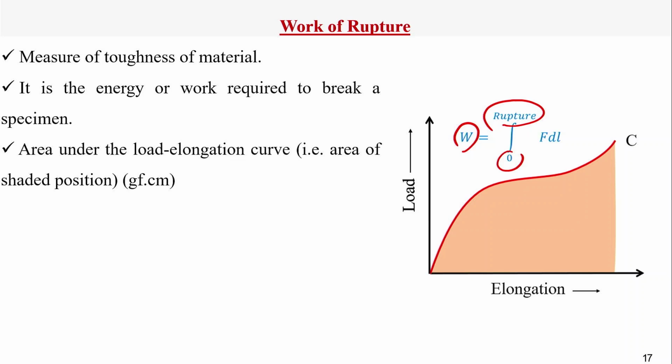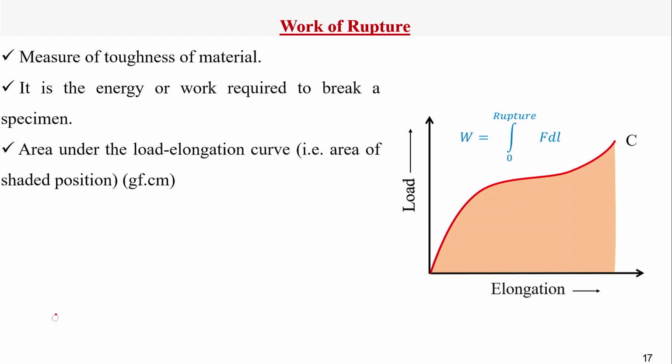As I told, the unit of the work of rupture is the force unit multiplied by the elongation unit. Now, here the thing is that this work of rupture of a material is a function of the gauge length.